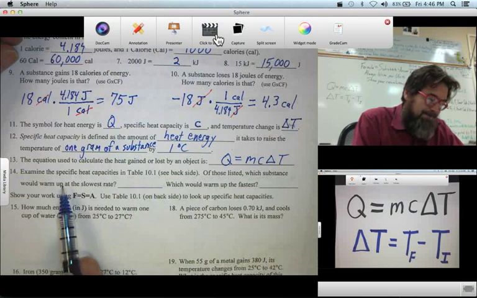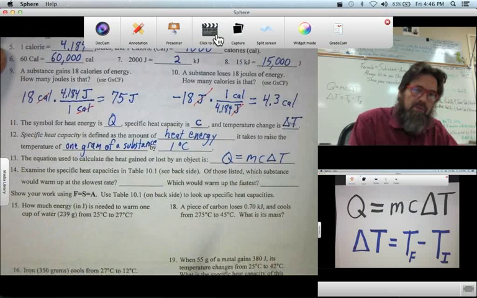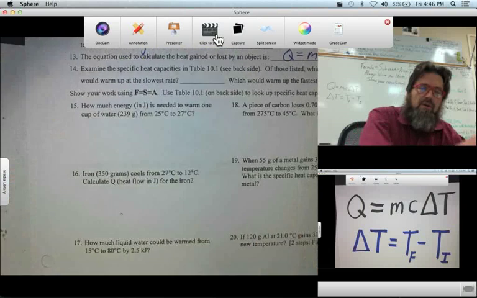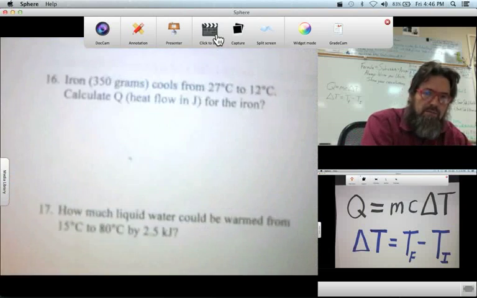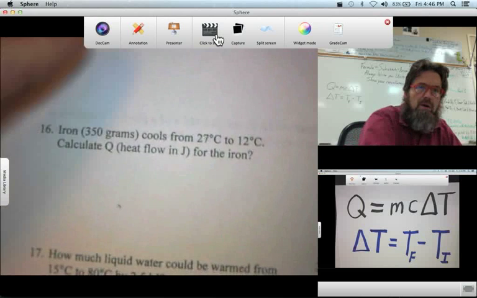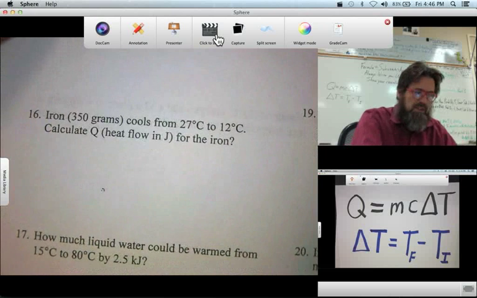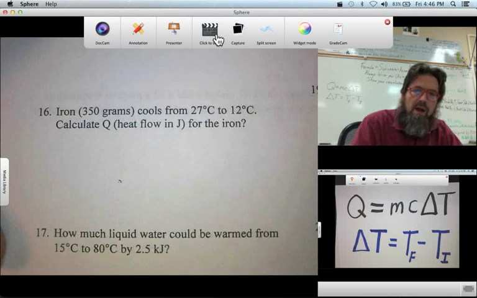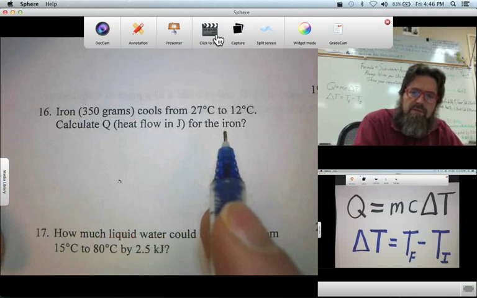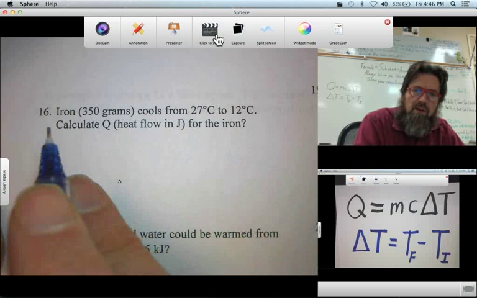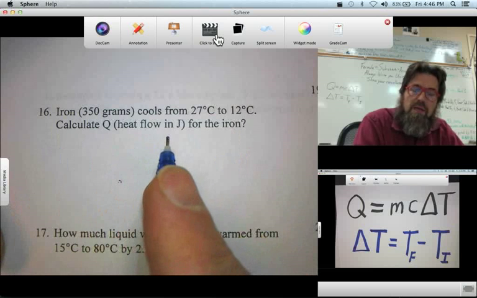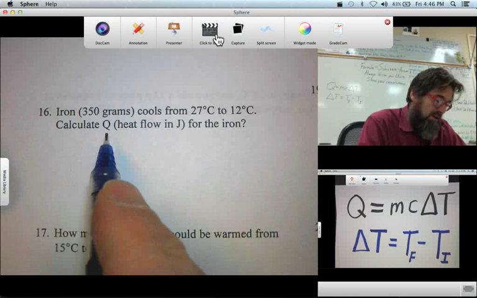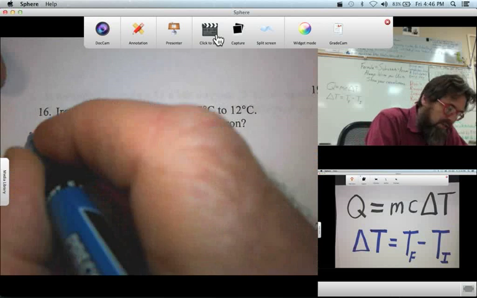Let's do a couple sample problems using this wonderful equation. We're going to zoom way in. Here we have question 16. Iron, 350 grams, cools from 27 degrees C to 12 degrees C. Calculate Q, the heat flow, in joules for the iron. Let's do it. We'll calculate Q. Well, we've got the equation.